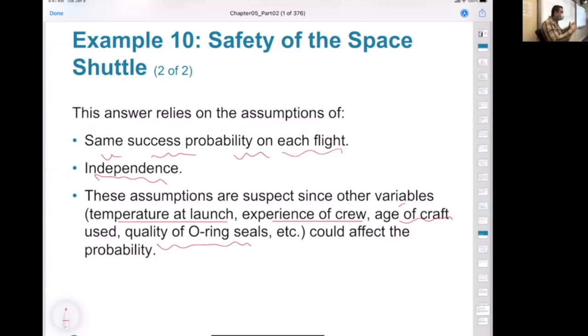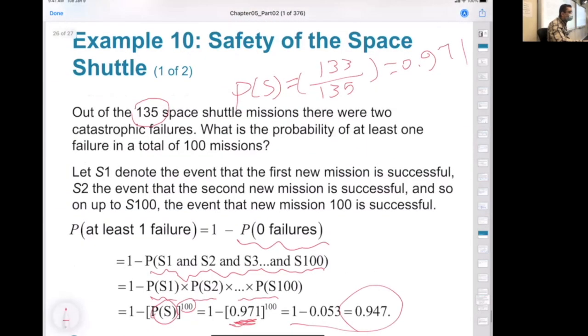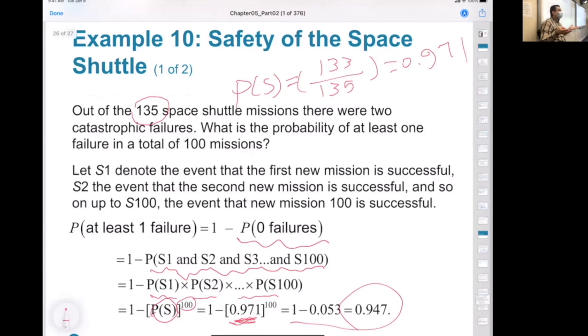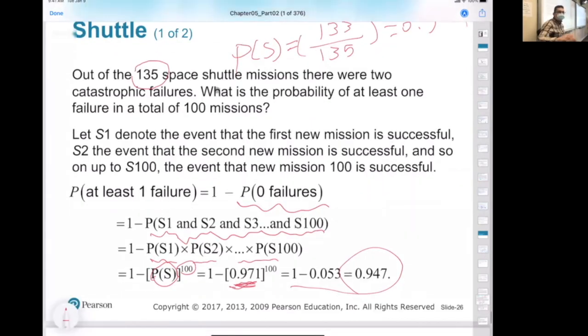So you have to collect more information about the success of any mission by collecting information about these variables, and based on this, you find the correct probability. But when we calculate the probability like this, it is based on two things: the number of successful missions in the past, and the assumption that all missions are independent. And of course, in reality, it's not like that. So that's it for today.